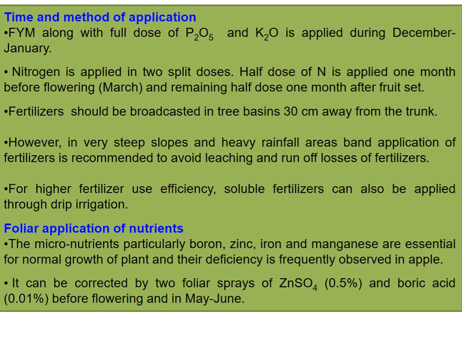Time and method of application. FYM along with the full dose of P and K is applied during December and January. Nitrogen is applied in two split doses. Half dose of N is applied 1 month before flowering and the remaining half dose is applied 1 month after fruit set. Fertilizer should be broadcasted in the tree basin 30 cm away from the trunk.